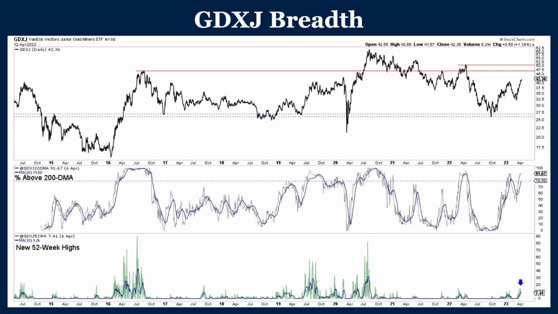And look, that line is not back to where it was in January. It's well below where it was in 2022, well below 2019 as well, and 2016. And then looking at the bottom for the new 52-week highs in GDXJ, if you look at the 10-day moving average, you can see it's only at 7%.